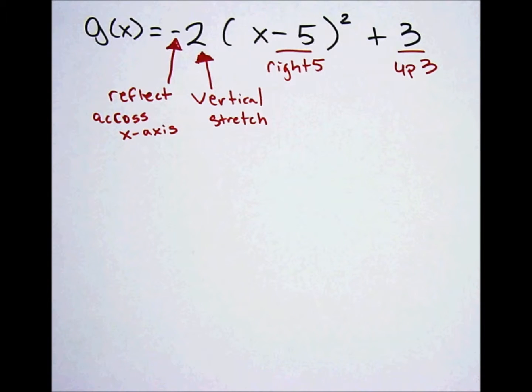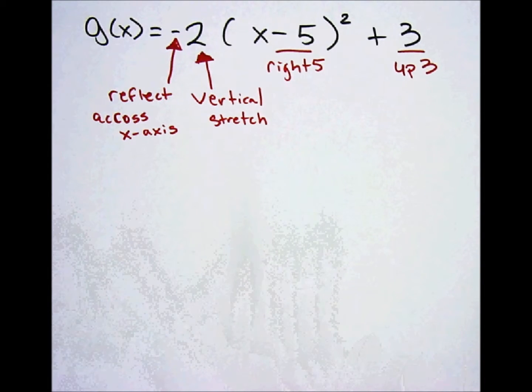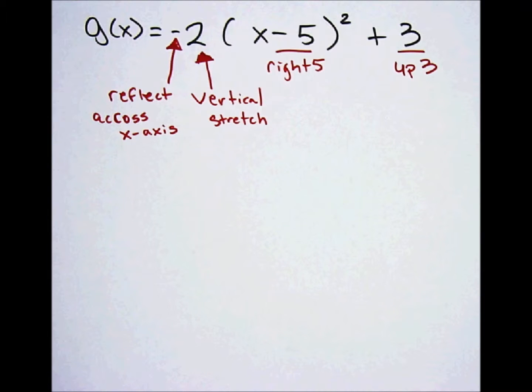Alright, let's look at this problem. g of x equals negative 2 times (x minus 5) squared plus 3. As you can see, I've labeled the transformations for you already. We have a shift up, a vertical stretch and a reflection across the x-axis, and moving it to the right 5.